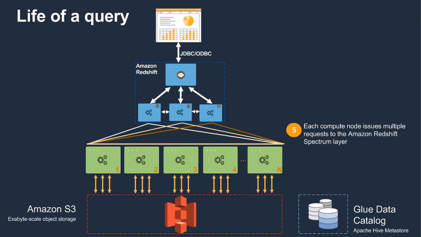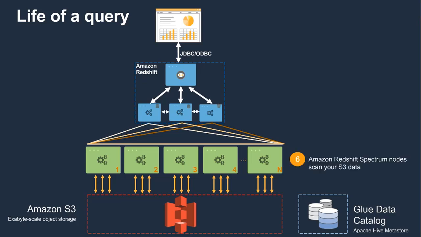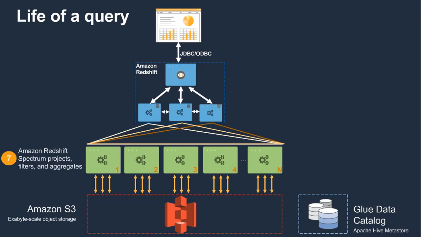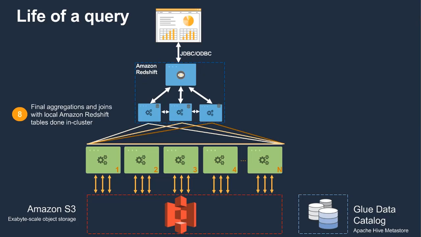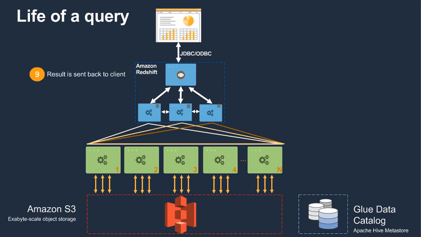Each of the compute nodes then issues multiple requests to the Redshift Spectrum layer, and from there, Redshift Spectrum actually scans your data in S3. It's very, very optimized to be able to do this. There are various best practices you could take, such as storing your data in a column-oriented format such as Parquet, which will really speed up these queries as well. From there, Redshift Spectrum will actually push down the various filters and aggregations at the node level. And then the aggregations are sent back to the compute nodes. Once the compute nodes have all of those aggregations, they're able to finalize the results and send them back to the client.